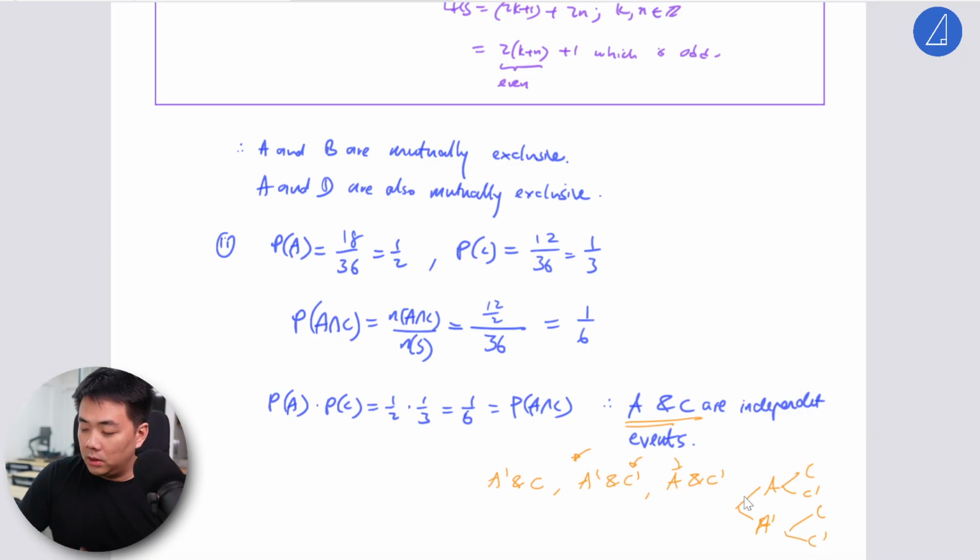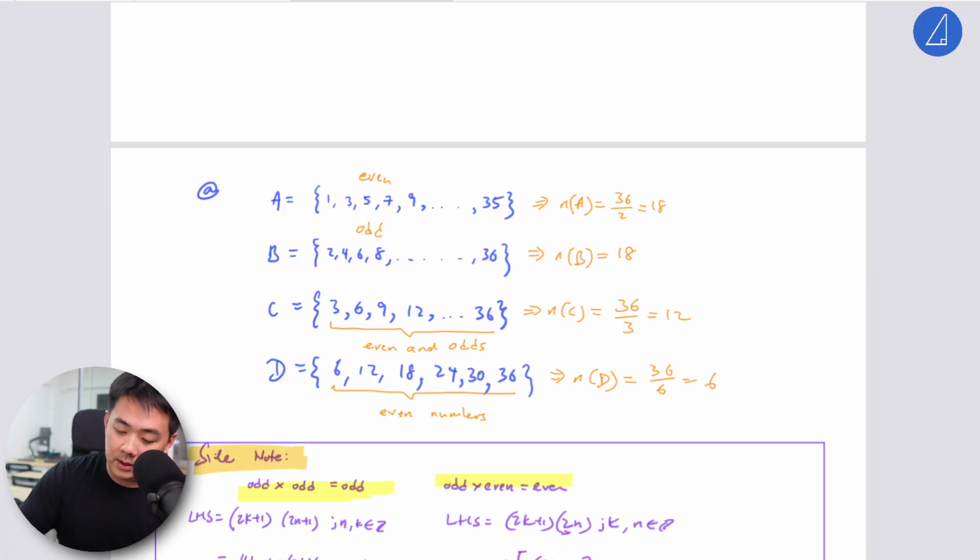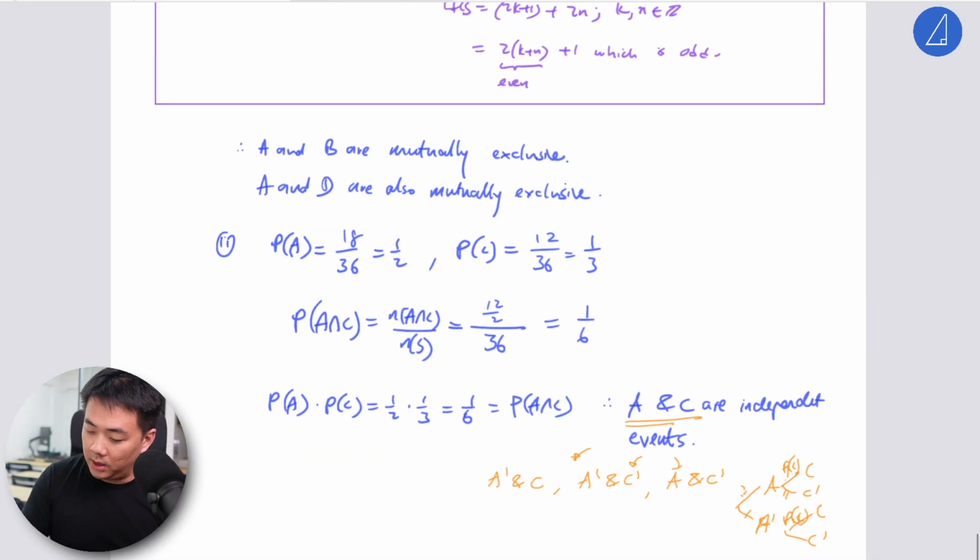So the probability here is all the same. When the events are independent, the probabilities are all the same. Like this is P(C), this is P(C) as well. So refer to the summary notes, but just remember, if A and C are independent, then all their complements will be independent. One thing to take note, this one is also A prime. A prime will be odd numbers. If A is even, then A prime is B.